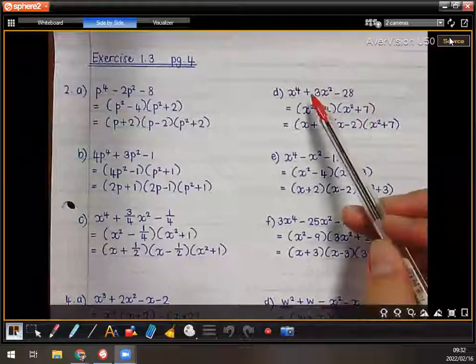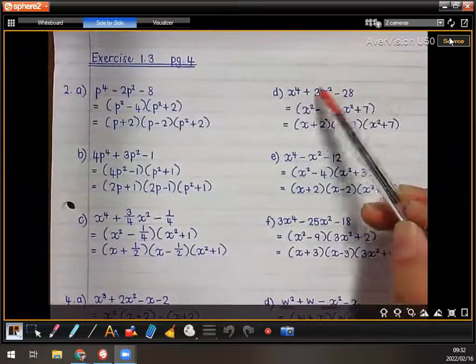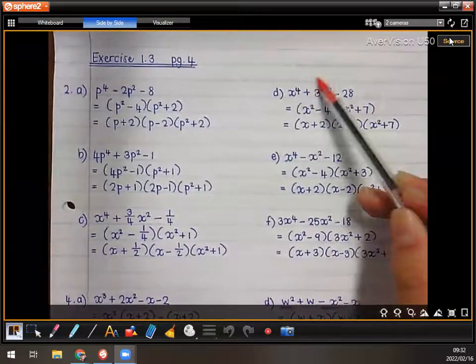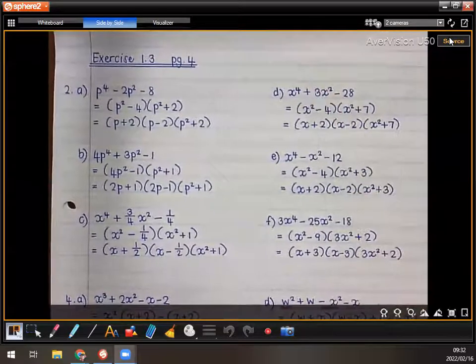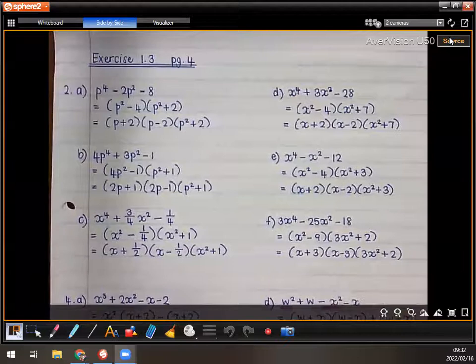So what I mean by that is that you have an x to the 4 and an x squared and a constant. So this exponent is double that exponent, right? That is actually what makes it a factorizable trinomial. And then you have to have that constant term as well. Yeah.